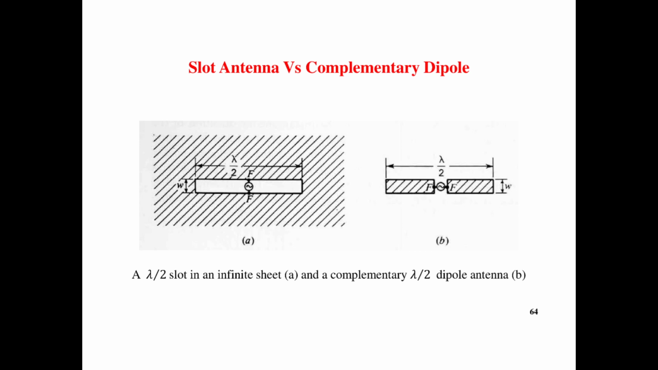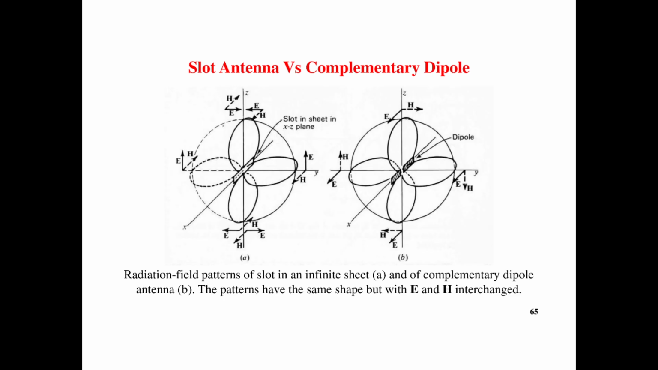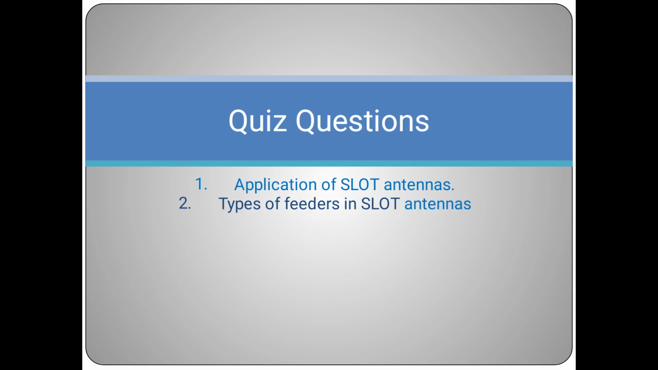Slot antenna versus complementary dipole. A lambda by 2 slot in a finite sheet and the complementary lambda by 2 dipole antenna: the radiation field of a slot in an infinite sheet and that of a complementary dipole antenna have the same pattern shape, but E and H are interchanged. So from this we understand why we are using the slot antenna. What are the applications of the slot antenna and the type of feeder used in the slot antenna?